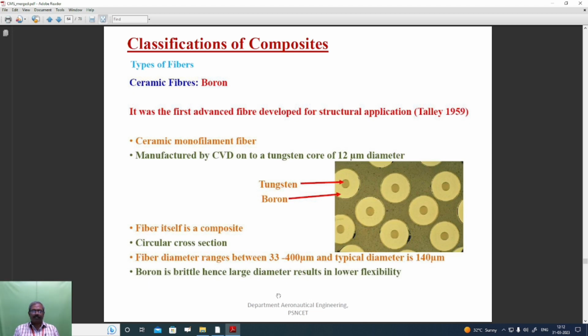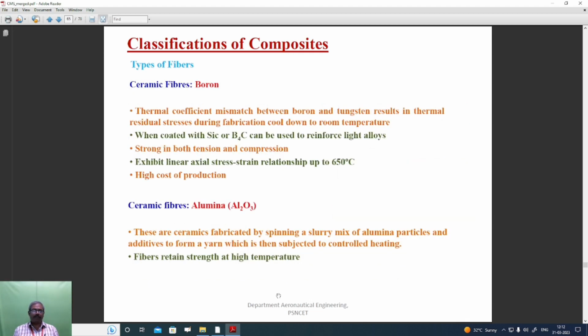Boron is brittle, hence large diameter results in lower flexibility. There is a thermal coefficient mismatch between boron and tungsten, resulting in thermal residual stress during fabrication cool down to room temperature. When coated with SiC or boron carbide, it can be used to reinforce light alloys. Strong in both tension and compression, it exhibits a linear axial stress strain relationship up to 650 degrees centigrade. The drawback is the high cost of production.